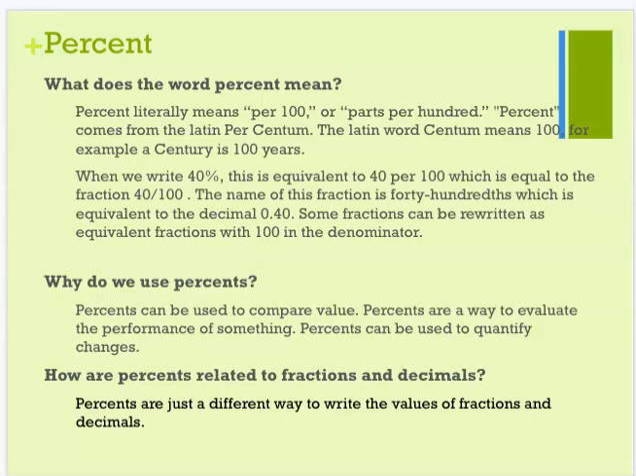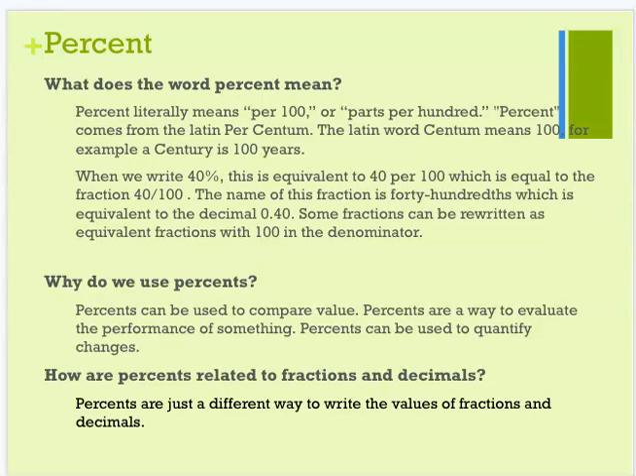When we write 40%, this is equivalent to 40 per 100, which is equivalent to the fraction 40 over 100. The name of this fraction is 40 hundredths, which is equivalent to the decimal 40 hundredths. We write 0.40. Some fractions can be written as equivalent fractions with 100 in the denominator. This makes it easy to call them percents.